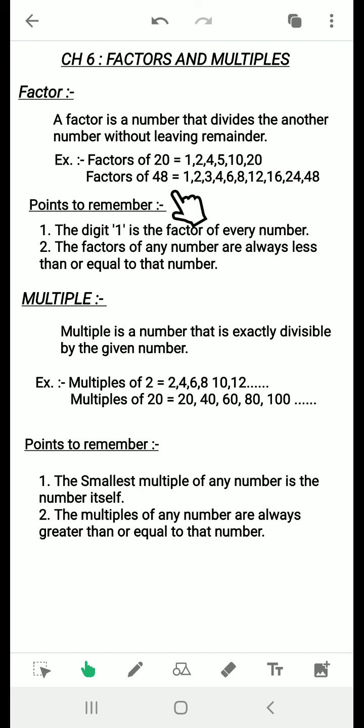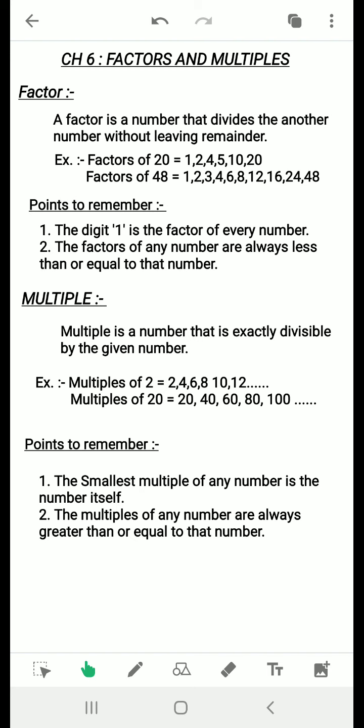One more example, 48. The factors of 48 will be 1, 2, 3, 4, 6, 8, 12, 16, 24, 48. These are all the factors of 48 because all these numbers can divide 48 without leaving any remainder.